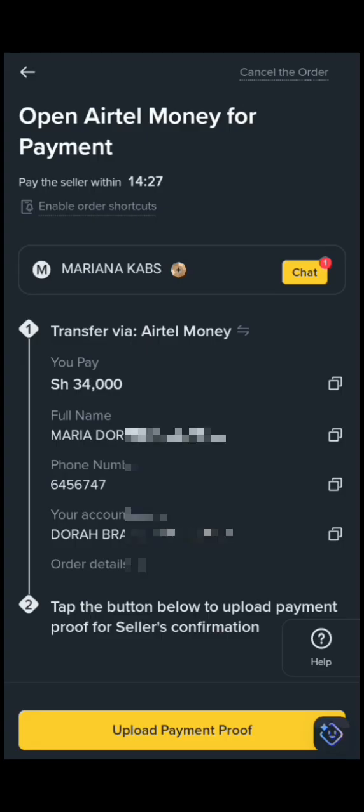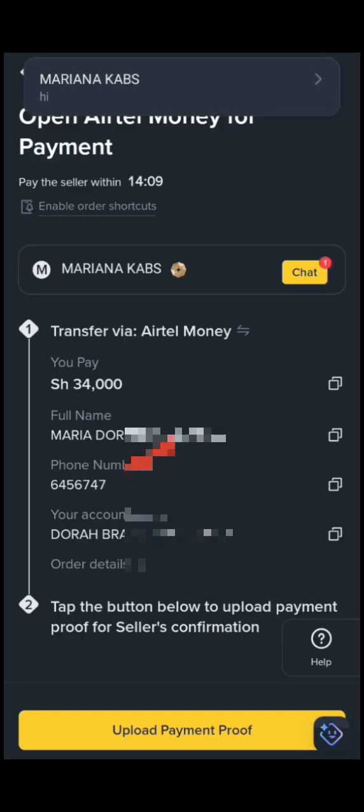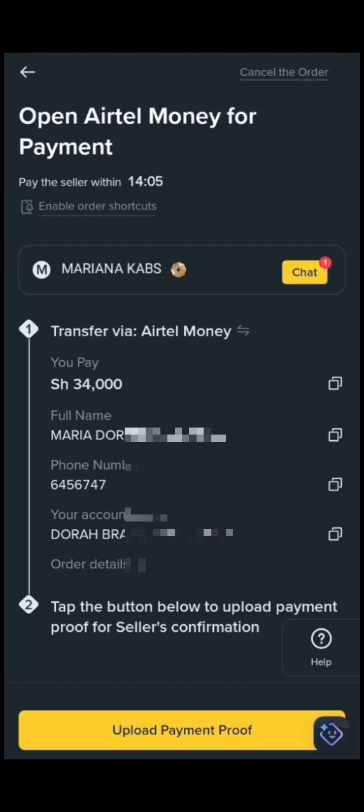Now after pressing the order, you can see right here the amount you're going to pay, the full name of that person you're paying. So those are the names they are going to show you when you're paying using Airtel Money. The phone number, this is the number. I think this is the Airtel merchant code you're going to use to pay. And then your account name. Make sure that you use that number to pay that holds your account name.